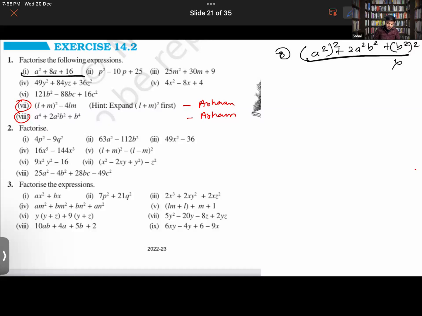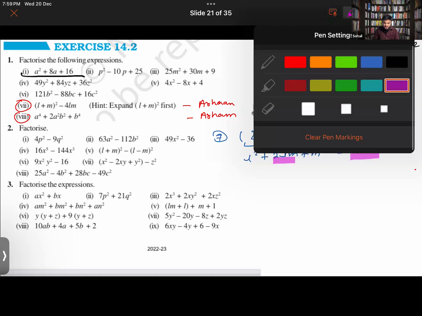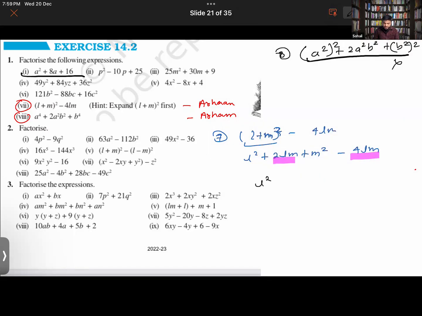First, let me do the question of Arhan. Question number 7 you are solving, and it's L plus m whole square minus 4lm. There's a hint also given here: you will first expand L plus m whole square. So let's just expand this now. L square plus 2lm plus m square, and then minus 4lm. Now we can simply see that these are like terms. So simplified further, it becomes L square minus 2lm plus m square.